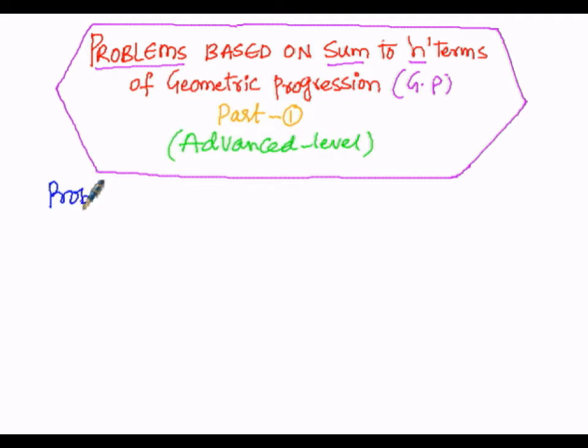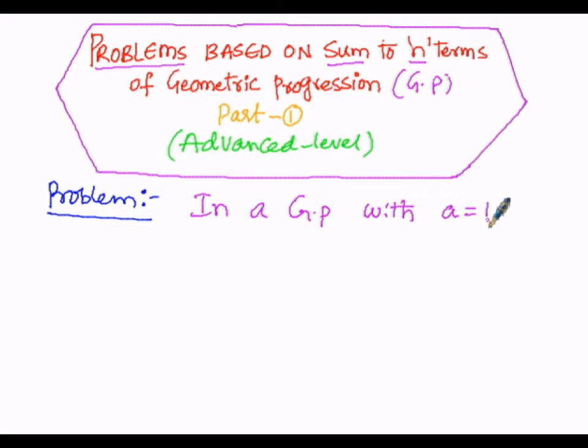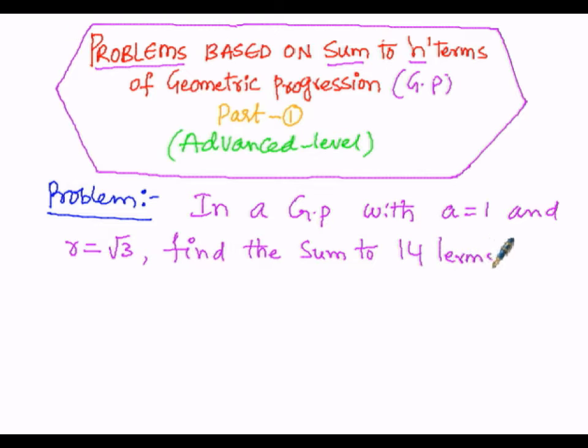So here the problem is, in a GP, that is geometric progression, with a, that is the first term, equals 1, and r, the common ratio, equals root 3. So here we have to find out the sum to 14 terms. We have to find out the sum to 14 terms of the geometric progression.